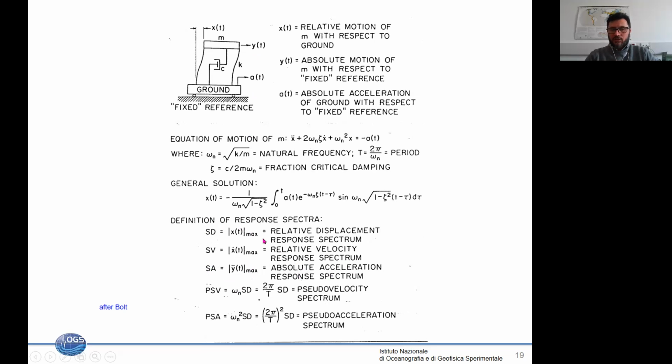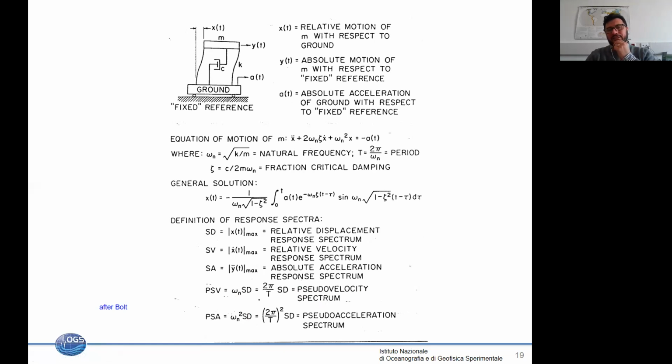Very often we calculate the relative displacement spectrum, and then with a sort of trick very similar to what is done for the Fourier spectrum, we obtain the velocity spectrum multiplying the displacement by omega. And we get what is called the pseudo velocity spectrum. If we multiply by omega square, we will obtain the pseudo acceleration spectrum.